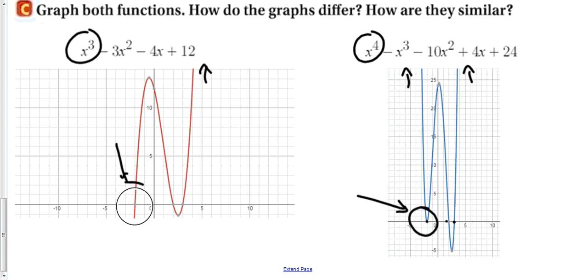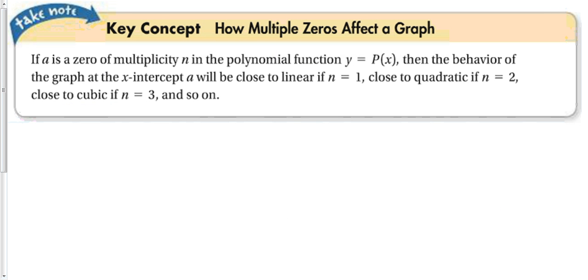And we could see that in these graphs right here, where all three of these zeros happen once. So these zeros cross the x-axis kind of like a line. These two zeros both happen once, so the graph crosses the x-axis kind of like a line. But this 0 happened twice, which means that the graph touches the x-axis and goes the other way, kind of like a quadratic. And if the 0 happened 3 times, it would look kind of like a cubic. Okay? So that's how multiple zeros affect a graph.